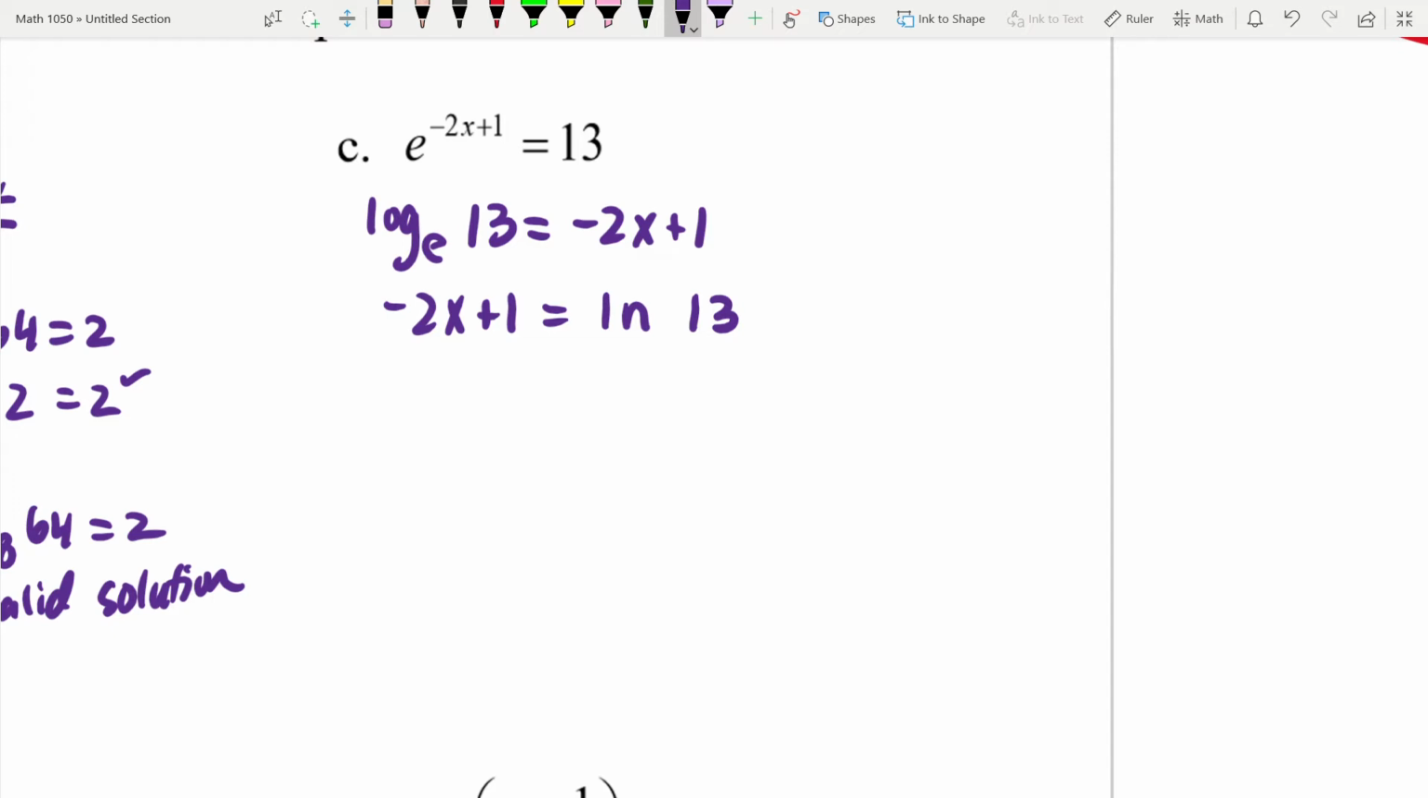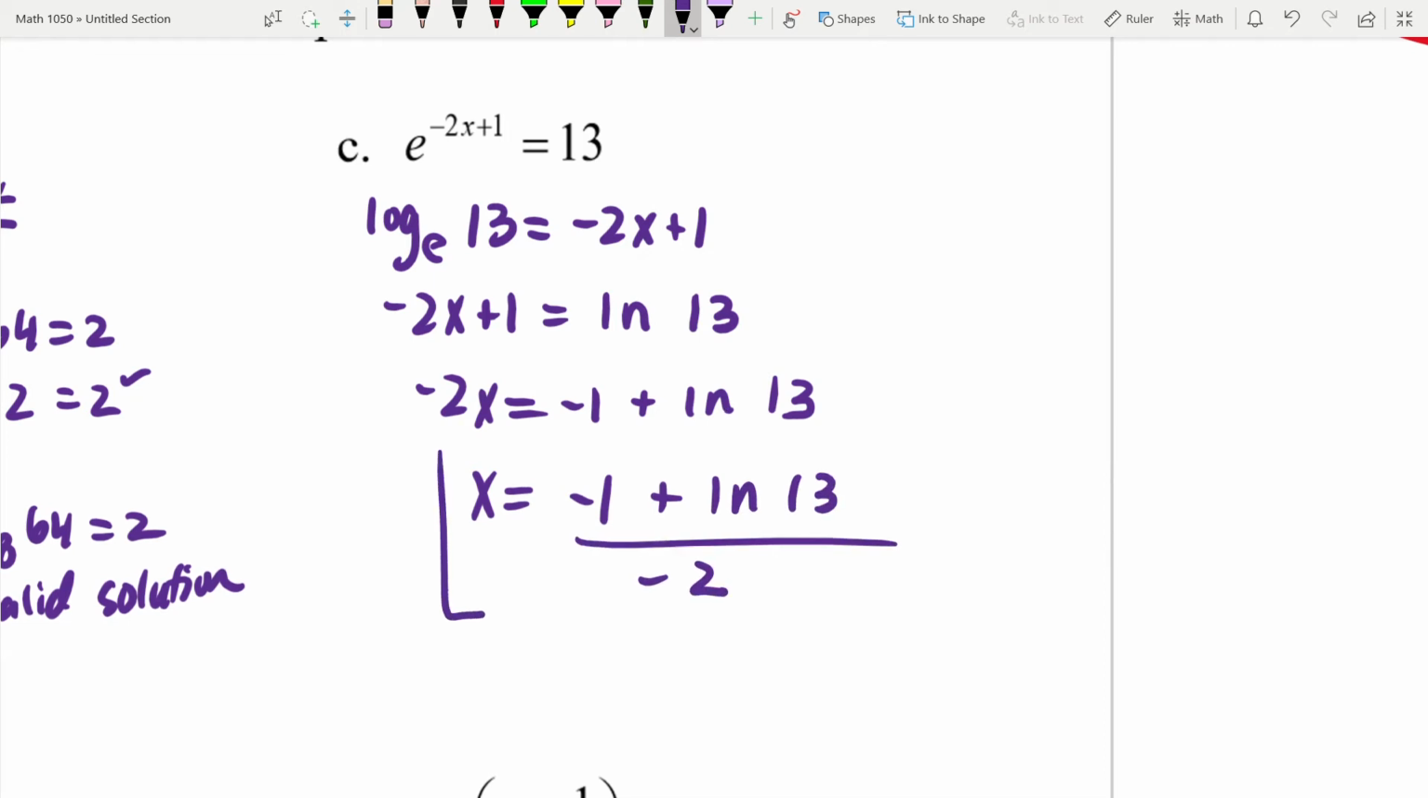Move your 1. Everybody write negative 2x equals ln 13 minus 1. I want you to freeze right there. I do not want you to write it like that. Please don't write it like that. Because then my fear is, the next step is you're going to say negative 2x equals ln 12. The negative 1 is outside of the ln. It's not part of the ln. So to prevent that, don't even make that an option, guys. Just write it as negative 1 plus ln 13 instead of ln 13 minus 1. Then I divide by a negative 2, and I get negative 1 plus ln 13 over negative 2. You can leave it just like that.